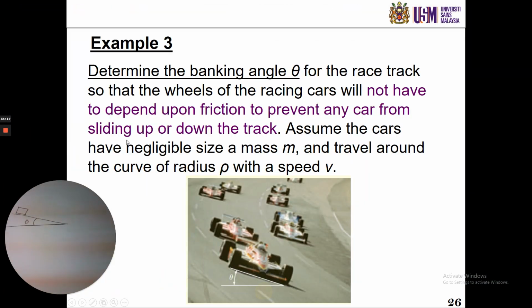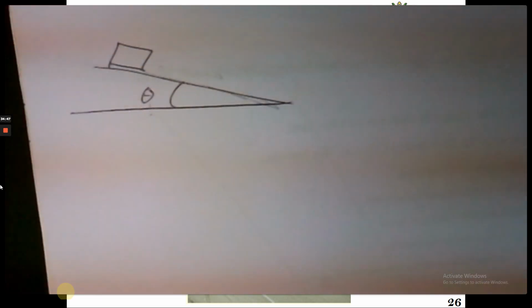Sorry, the question is asking what the banking angle theta is here, so that the car does not depend on the friction to prevent it from sliding up or down the track. So we need to find theta so that it won't slide down. And imagine this ramp is frictionless.